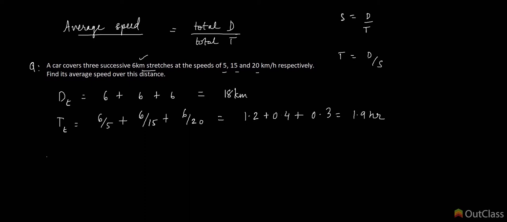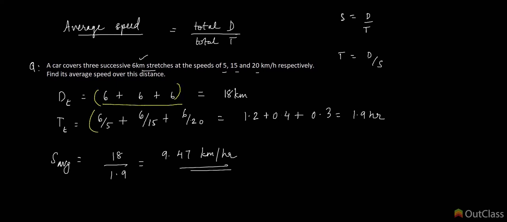So the average speed would be 18 divided by 1.9, which is something like 9.47 kilometers per hour, and that's the answer. Formula is direct: total distance by total time.